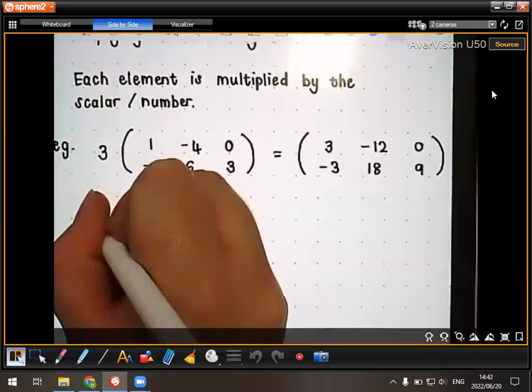So 3 times 1 is 3. At the bottom here, 3 times -1 is -3. 3 times -4 is -12. 3 times 6 is 18, right? 3 times 0 is 0. And for the last one, 3 times 3 is 9.